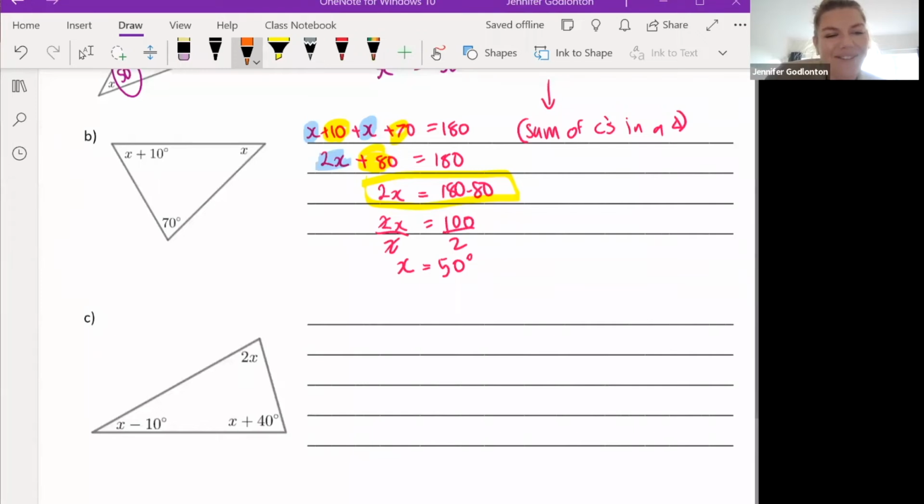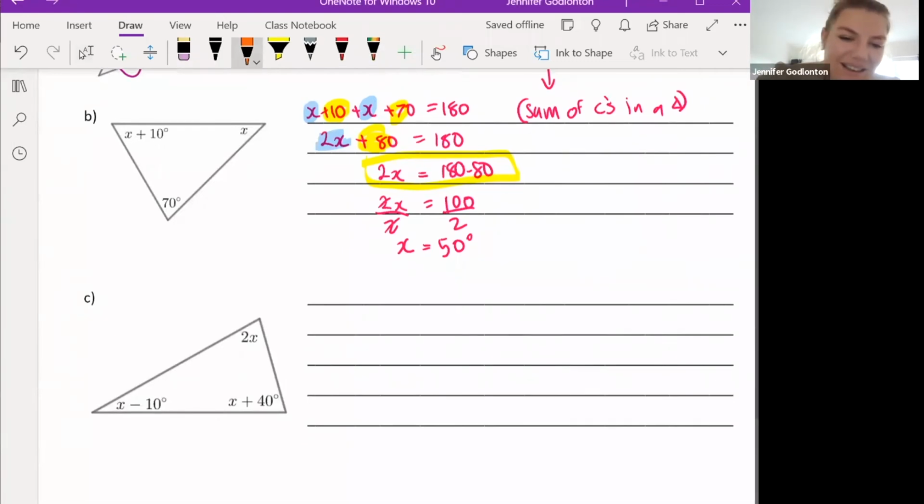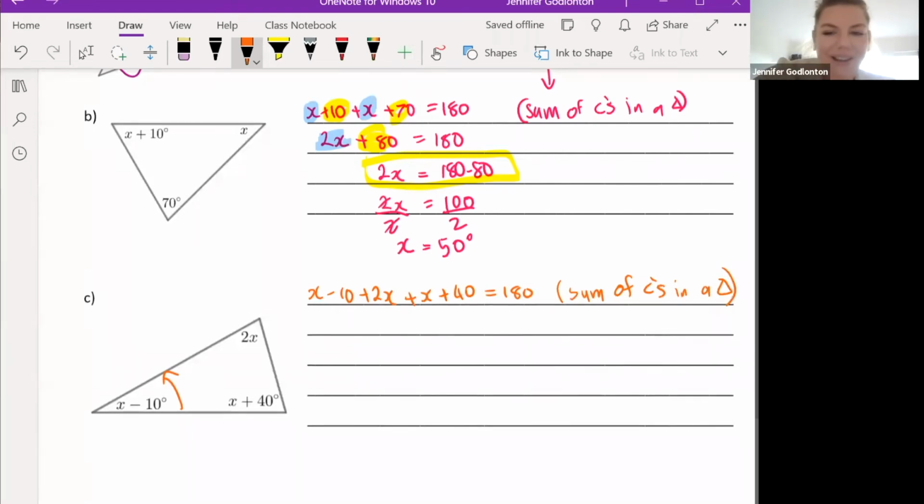Ayanda, can you unmute on your side? There we go. Ayanda, can you talk us through this question? Ma'am, it's x minus 10 plus 2x plus 40 degrees is equal to 180, sum of angles of a triangle. Beautiful. Okay, so just wait there for a second so I can write that down. Sum of angles in a triangle. Okay, beautiful. I love that.